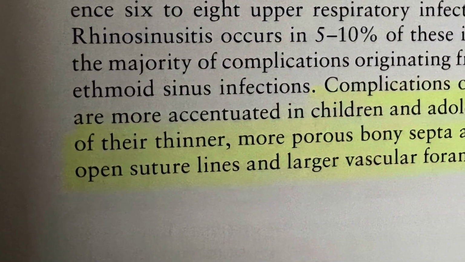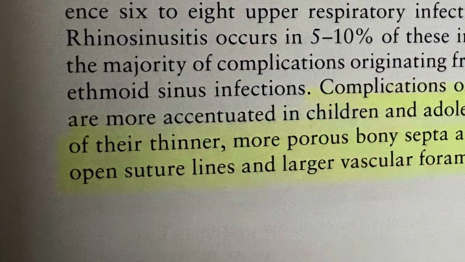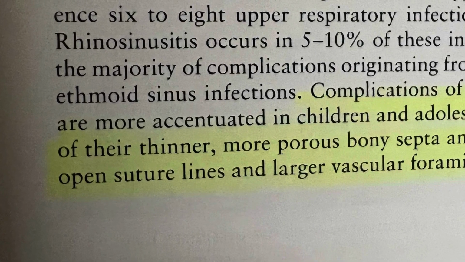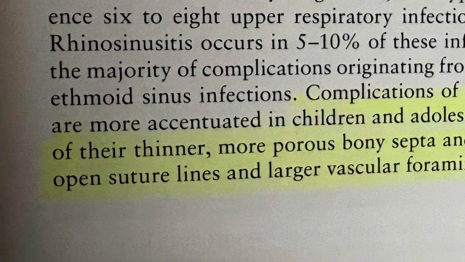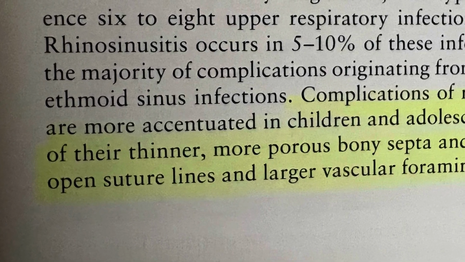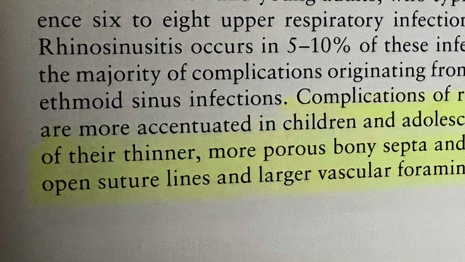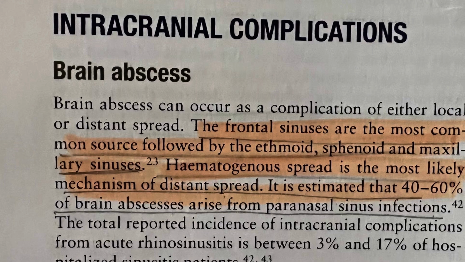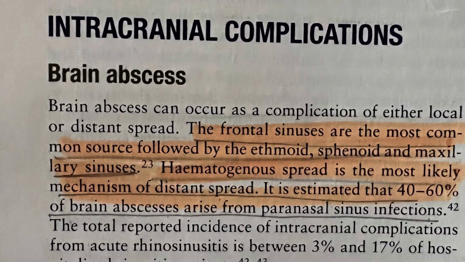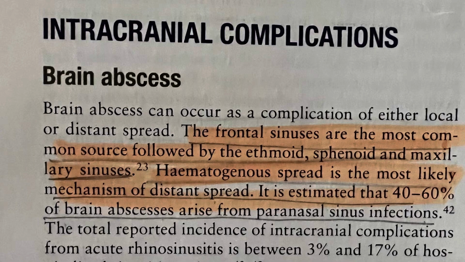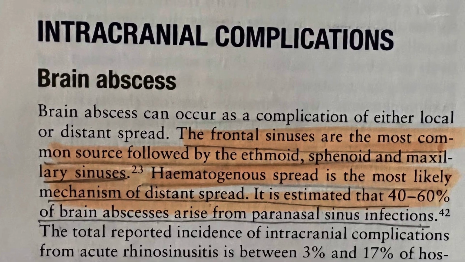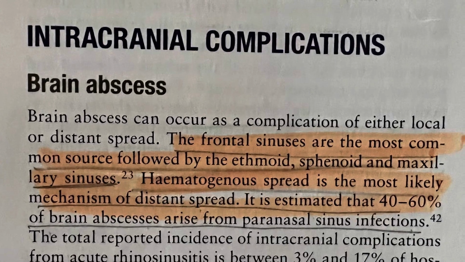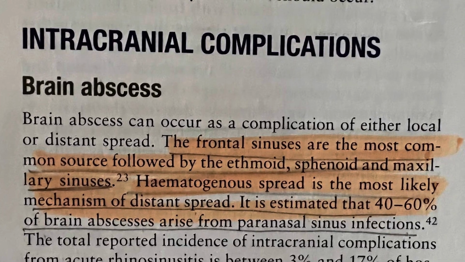These complications are common in children and adolescents because of their thinner, more porous bony septa and more porous sinus walls, and there are open suture lines and larger vascular foramina. That's why these complications are more common in children. Intracranial complication is most commonly because of frontal sinusitis, followed by ethmoid sinusitis, followed by sphenoid sinusitis, followed by maxillary sinusitis, and most commonly hematogenous spread is the mechanism.